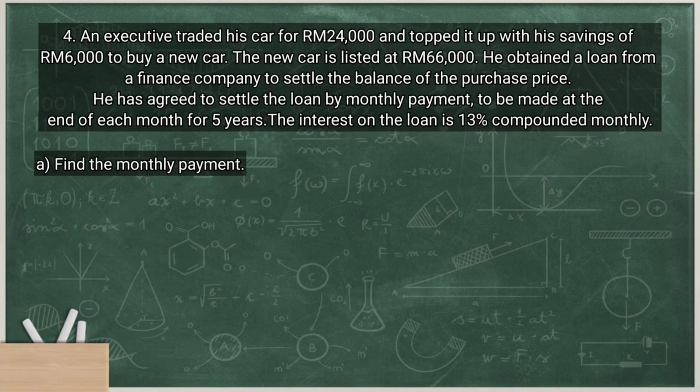First, let's summarize the important details from the problem. The price of the new car is 66,000. The executive traded in his car for 24,000. He also used 6,000 from his savings. The interest rate on the loan is 13% per year, compounded monthly.